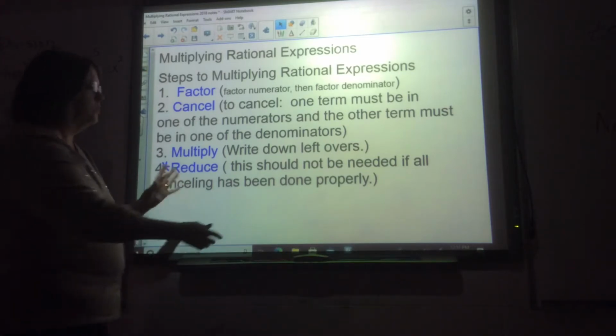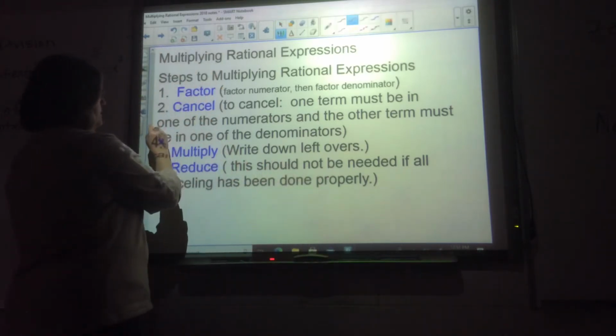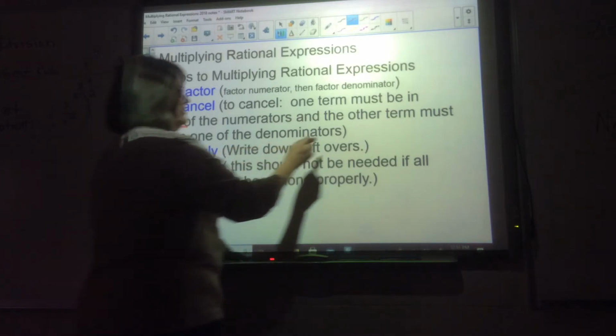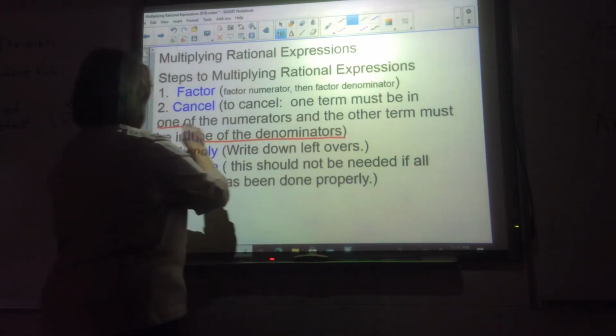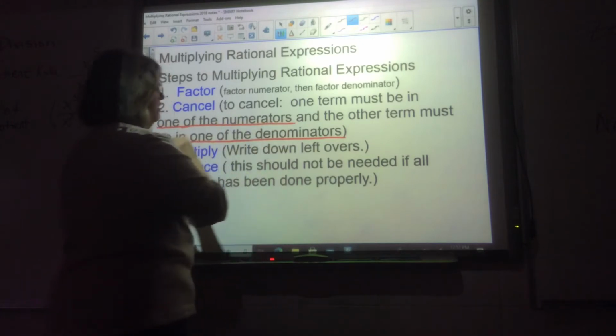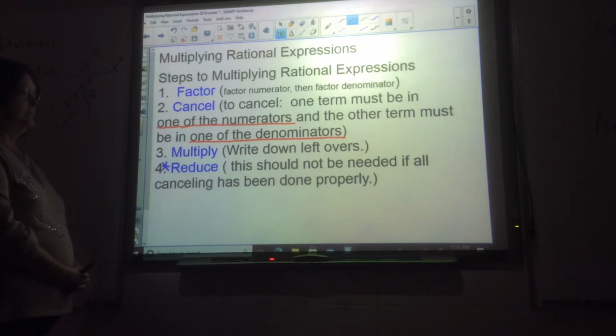Notice it just says one of the numerators because you've been dealing with more than one fraction this time. But one of the numerators and the other term must be in one of the denominators. So you need one in the numerator and one in the denominator. You multiply, you write down your leftovers. That's basically what it is.